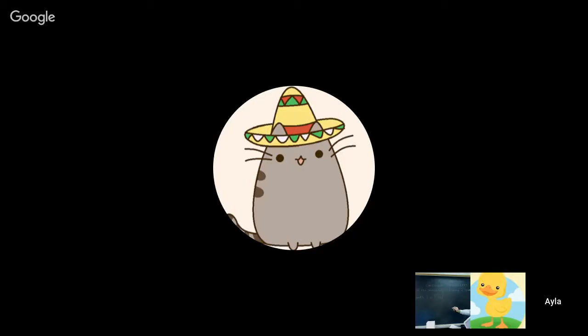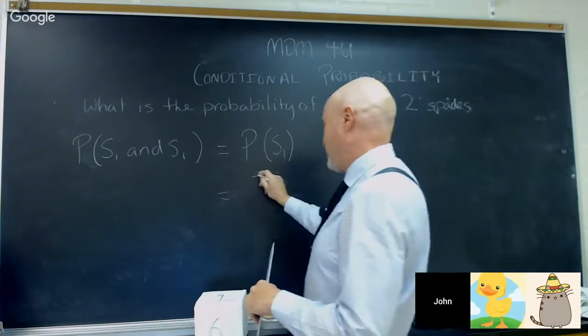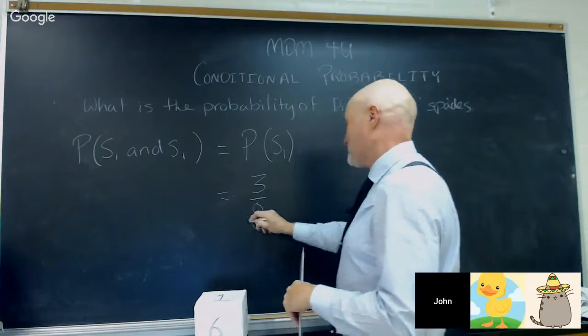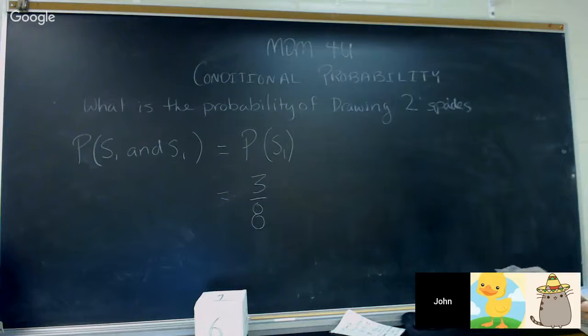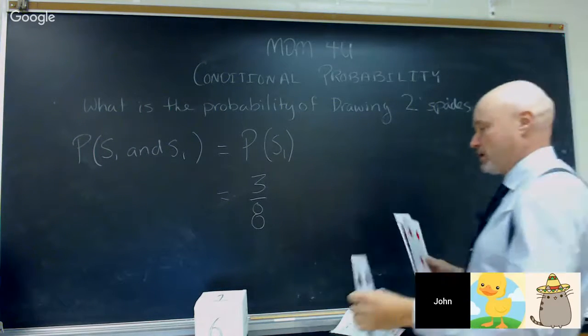Three out of 8. 3 over 8. That's right. 3/8. There's a 3/8 probability of drawing a spade the first time. So there we go. I've drawn a spade.